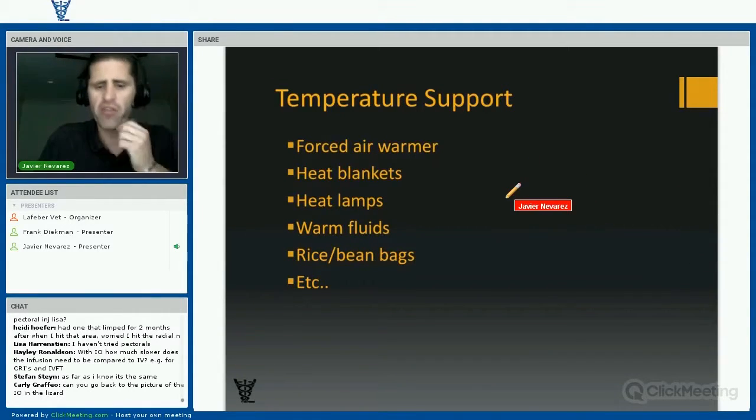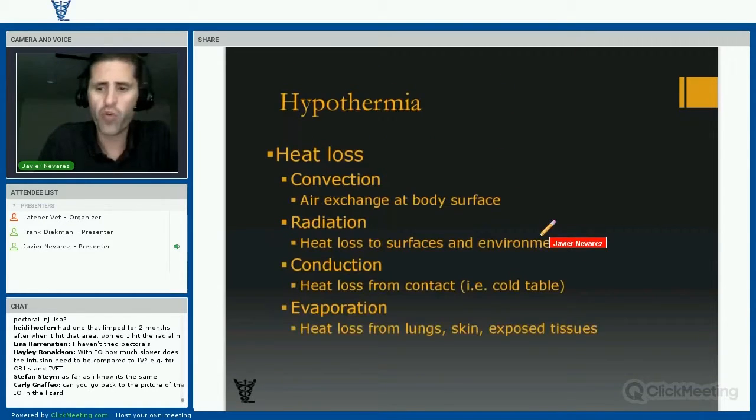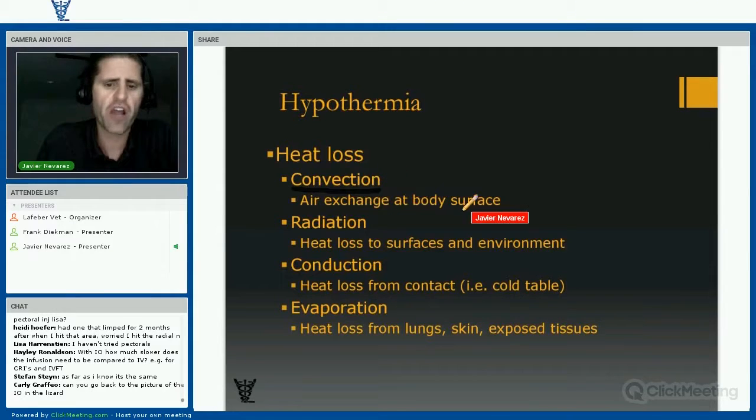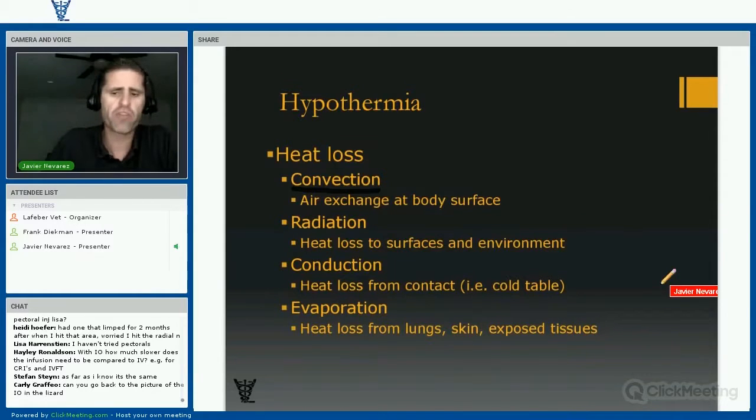Temperature support, again, is really important, and we're going to maximize this here. We're showing you a table of different ways of doing this. Very important. Most of us are taught that conductive loss is the main way that animals lose heat. The big thing to remember is that when we're working with exotic species, in particular small species, they have a very high surface area to body volume ratio. So that means they lose heat very quickly, a lot faster than the larger species. So convection is actually going to be the most important way that our exotic species will lose heat, and that's the air exchange that's happening at the body surface.